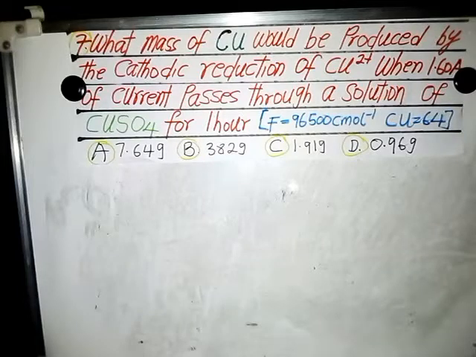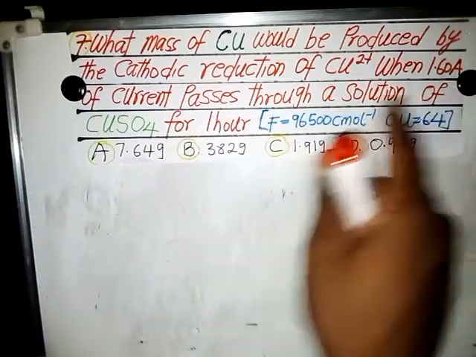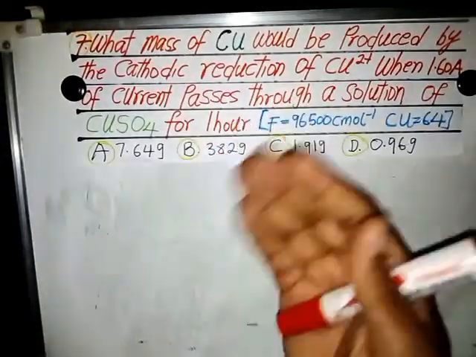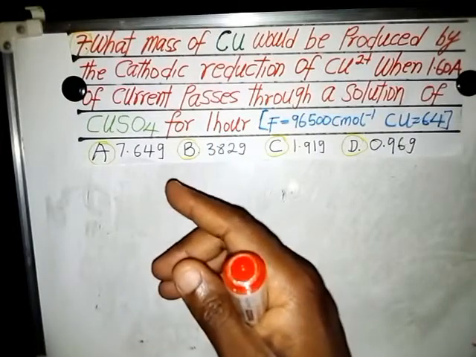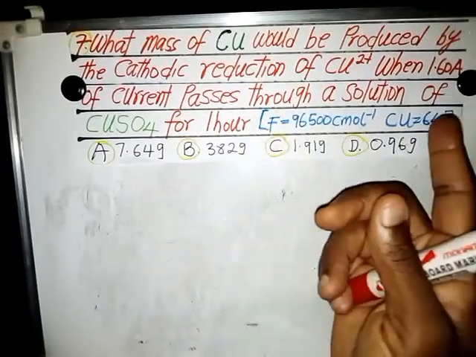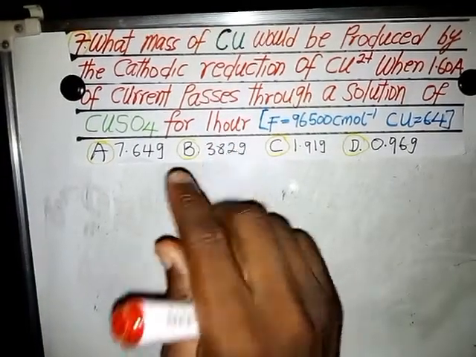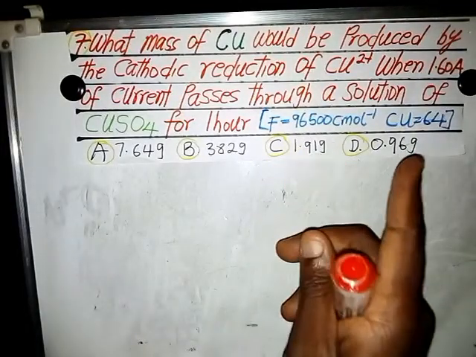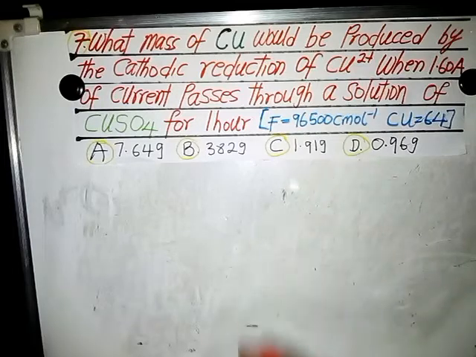What mass of copper will be produced by galvanic reduction of Cu2+ when 1.6 ampere of current passes through a solution of CuSO4 for 1 hour? Remember, the time is in seconds. If you are given time in hours, you multiply by 3600, that is 60 times 60, so that you convert to seconds. If you are given time in minutes, multiply by 60 to convert to seconds.